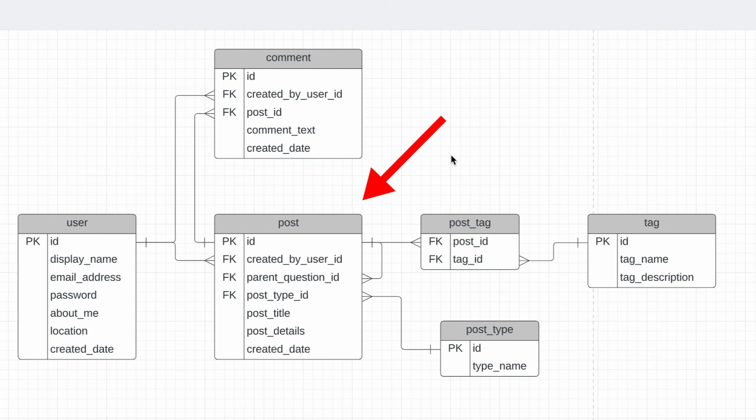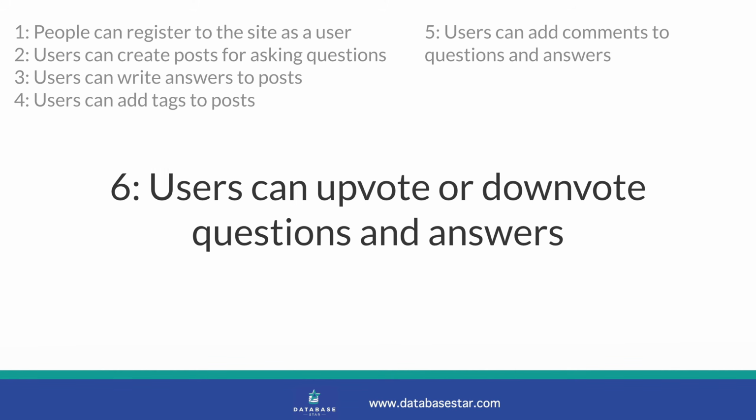We have a single post table and the related post type table. We can add the comment table with the same fields. We have one field that links to the post rather than a post ID and an answer ID field. This is a cleaner design, I think, and avoids the issues we saw in the earlier design. What's the next requirement?